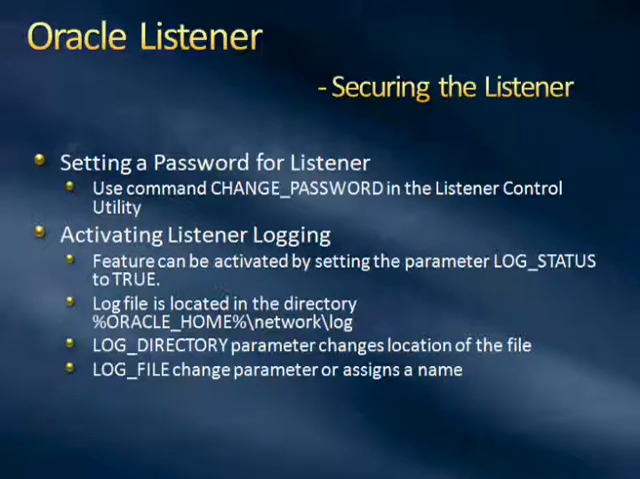So to activate this, you can use the log status parameter. If you assign the true value, you pretty much activate this security measure, and the log file that records all these attempts is located in the Oracle home root, and then in the network log folder. That is where the log file is located. Also, you can change the location of the file by using the log directory parameter, and you can change the name of the file by using the log file parameter.